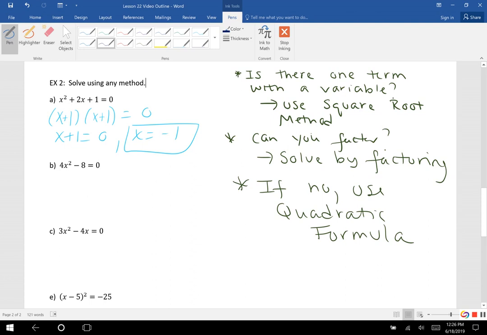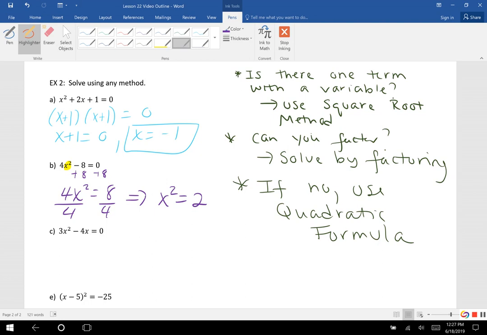Example B, can I use the square root method? I see only one term with an x in it, so yes, we can use the square root method. So I have to isolate the x squared. I do that by adding 8 to both sides. Then I divide both sides by 4. So x squared is 2.